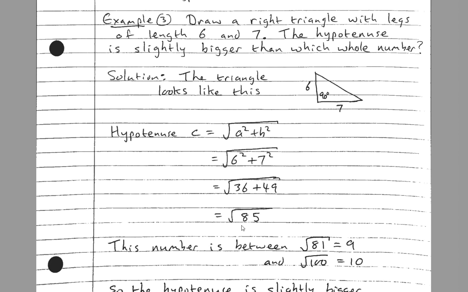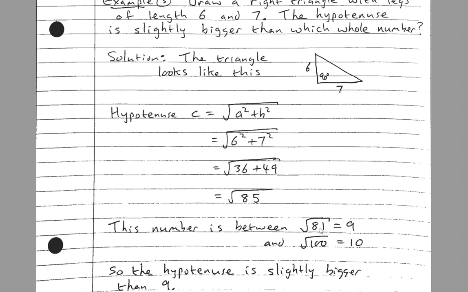So the answer is not a whole number. It doesn't work out evenly. The square root of 81 is 9, and the square root of 100 is 10. So we're between those two. The square root of 85 is somewhere between 9 and 10, closer to 9.